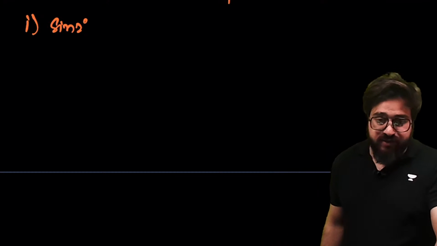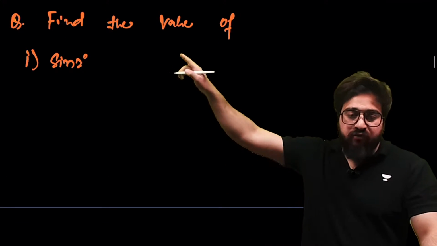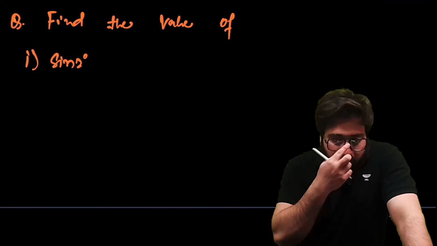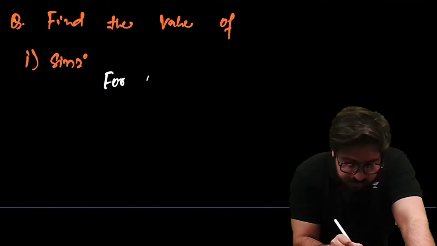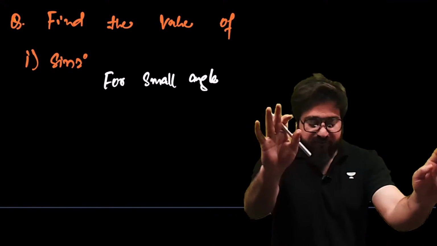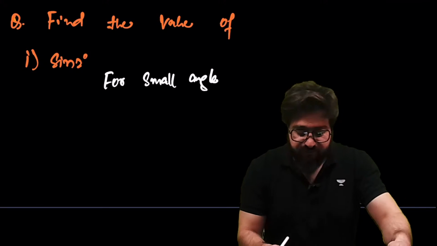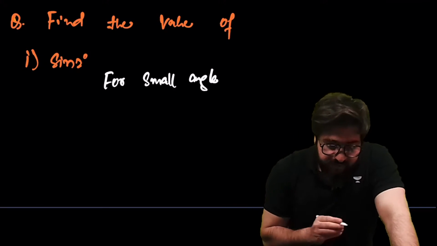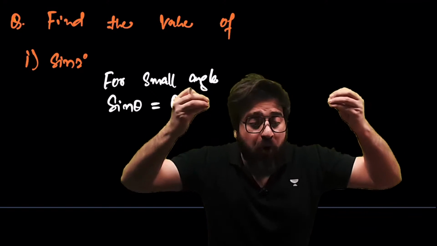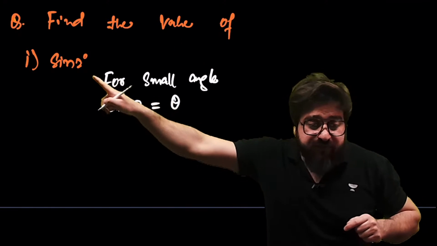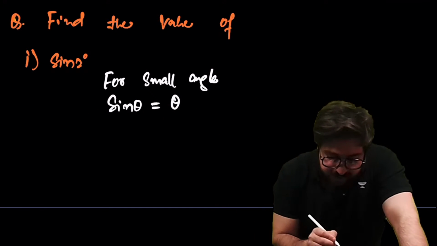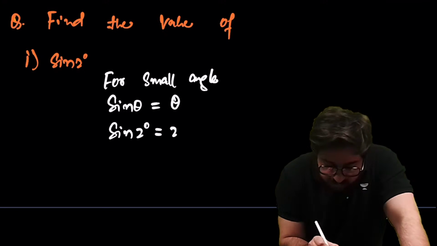Now, see, my dear friends, we have to find the value of sine of 2 degrees. 2 degrees is a small angle. For a small angle, listen to me very carefully, sine theta is equal to theta. What is the value of theta in this case? Theta is 2 degrees. So sine of 2 degrees is equal to 2 degrees only.